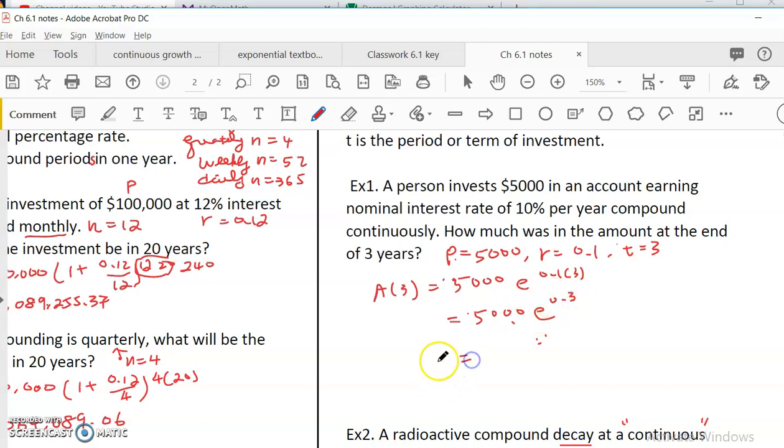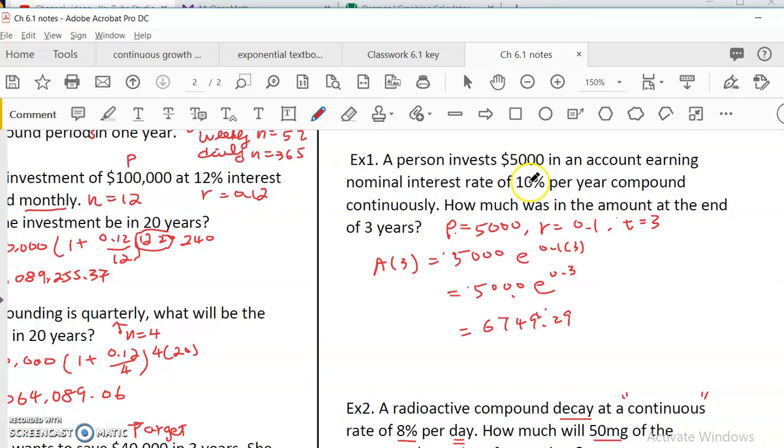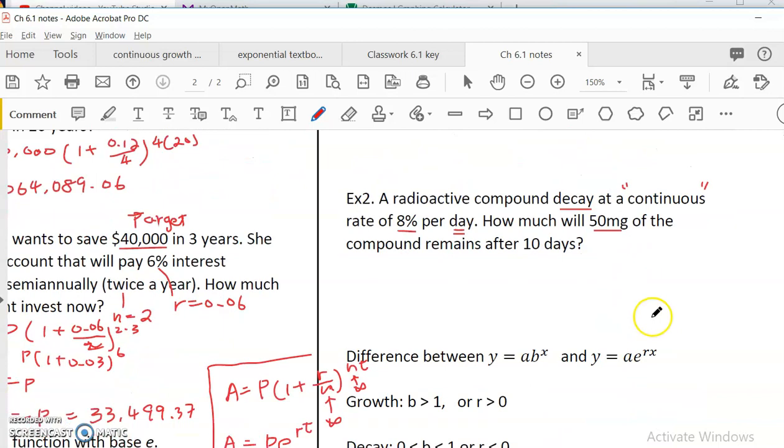Put it in the calculator; you need to know where your e is. 5,000 times e to the power 0.3. I get $6,749.29, up to cents. So after 3 years, that's what you have. It would be the maximum that you can get out of 10%.